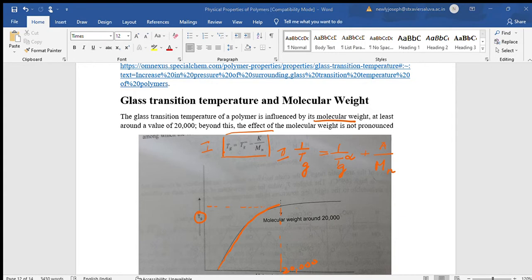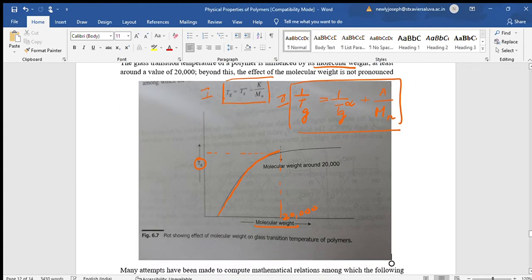Here this is the second equation, and according to the second equation, the relationship is given as 1 by Tg is equal to 1 by Tg infinity plus A by Mn, where Mn is the number average molecular weight. A here is a constant, an arbitrary constant.